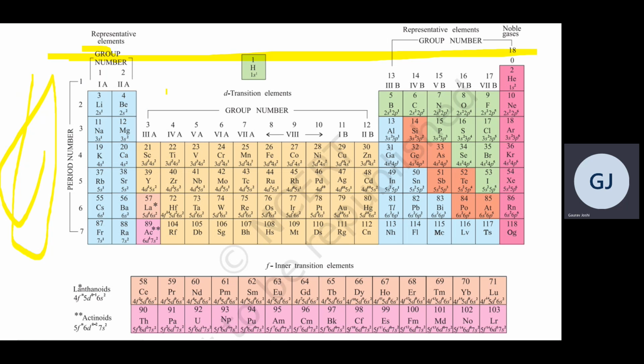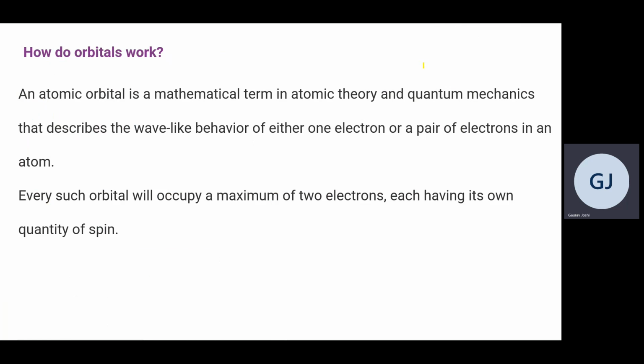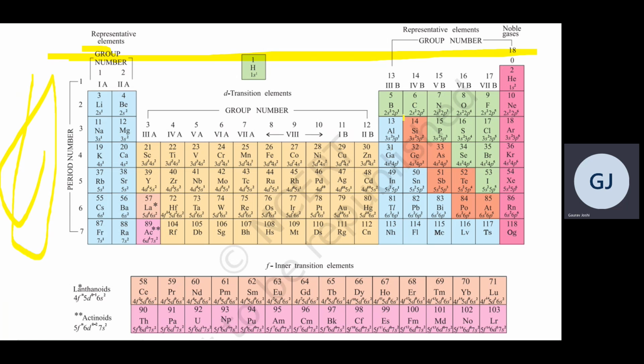So basically, somewhere it is written D transition element, somewhere it is written the P type, and here it is written F transition element. So basically what they have done, they have classified the atoms on the basis of 4 blocks.